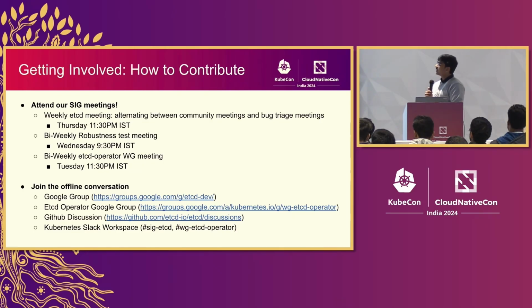Again, if you're not able to join any of the meetings, you don't need to worry about it, because the documentation that we maintain for each of these meetings is very precise, and we put down everything we discuss, the agenda and everything. To get to that, you can join one of the Google groups, etcd-dev and WG etcd operator, to RSVP to these meetings, as well as join the discussions on etcd discussion and join the Slack space for SIG-etcd and WG etcd operator.